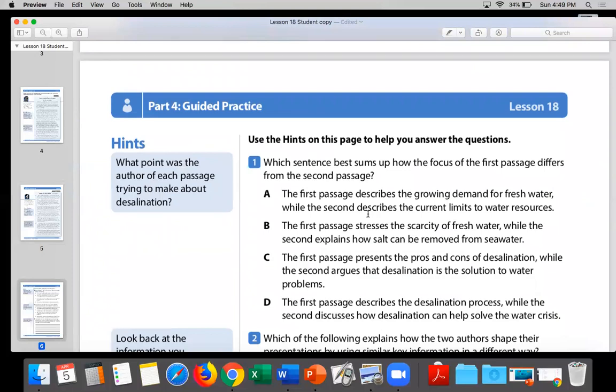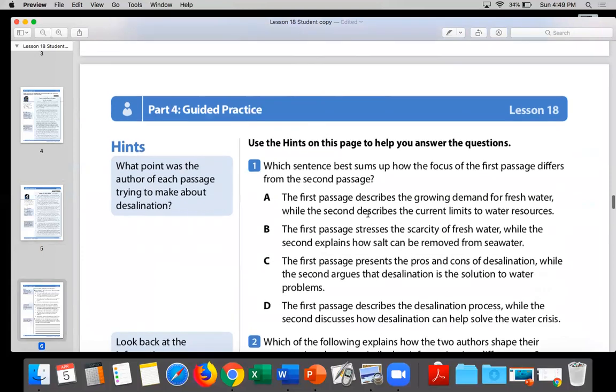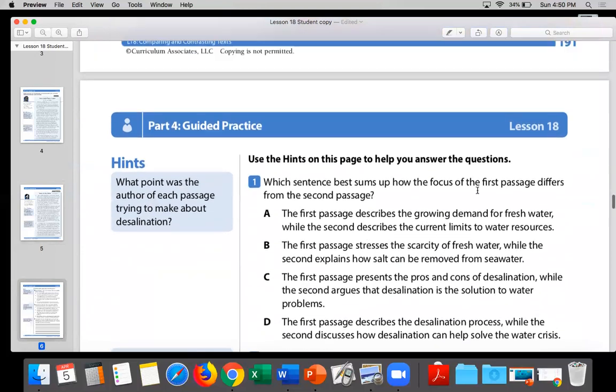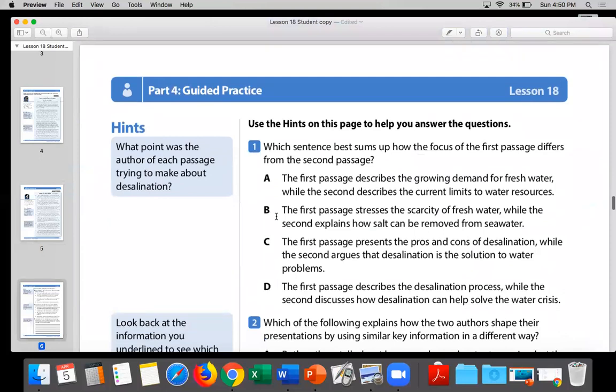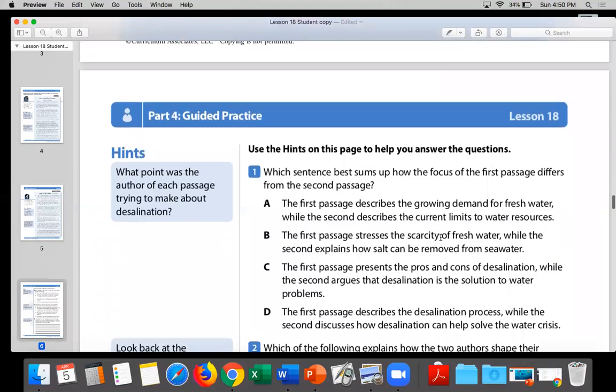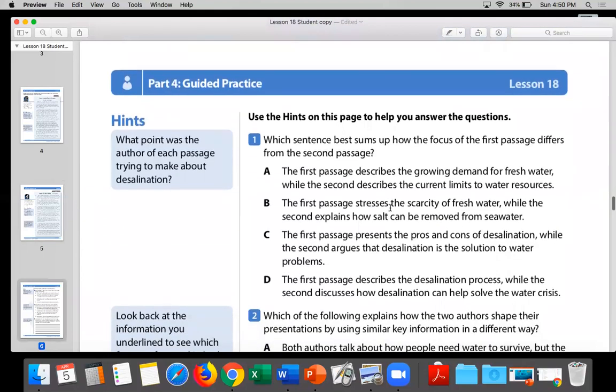All right, so let's look through these choices. A, the first passage describes the growing demand for fresh water, while the second one describes the current limits to water resources. The first one is not all about the growing demands for fresh water, so we can already just mark that one out. All right, moving on. B, the first passage stresses the scarcity of water, while the second explains how salt can be removed from seawater. If anything, I think these two would be reversed on B, because the first one talks about how salt can be removed from seawater, and then B talks about how big of a deal it is that water is scarce.